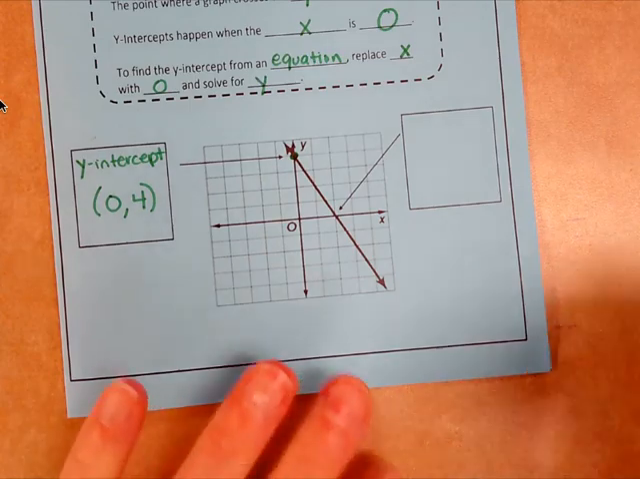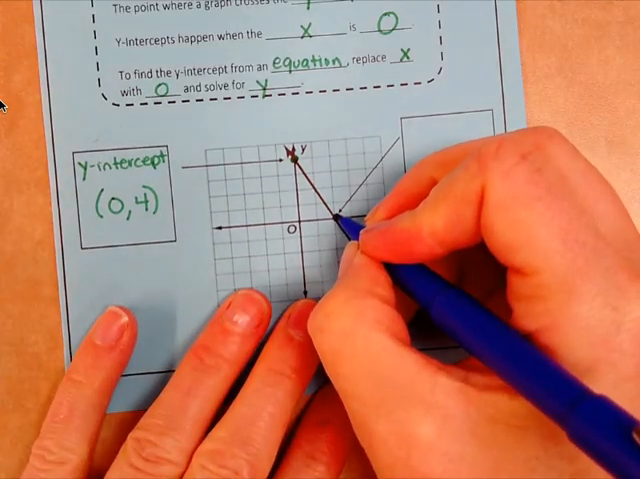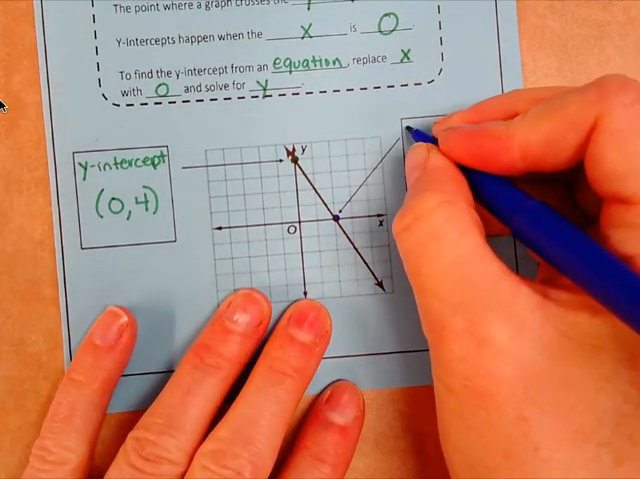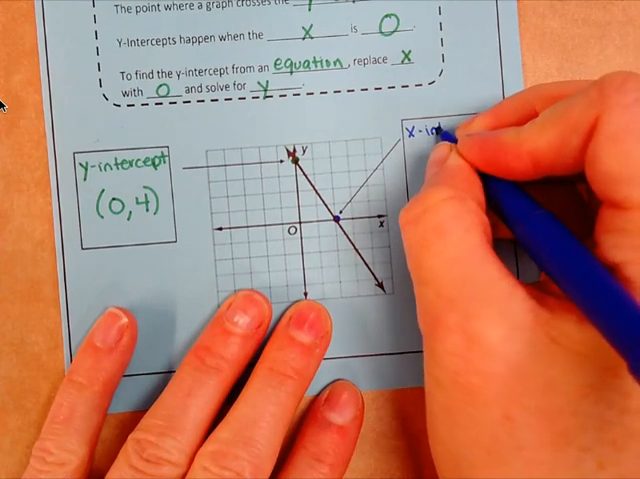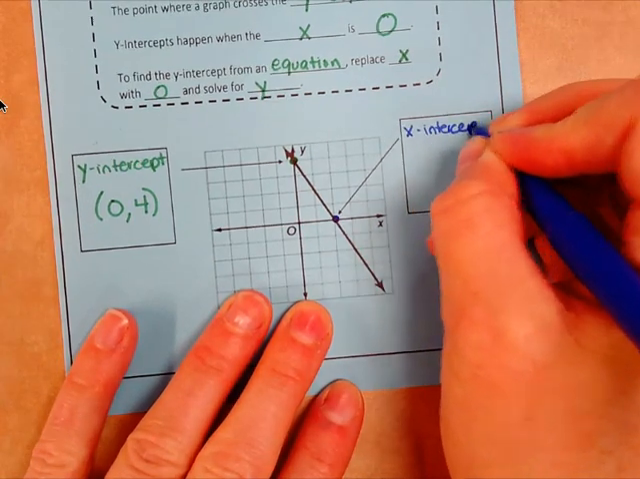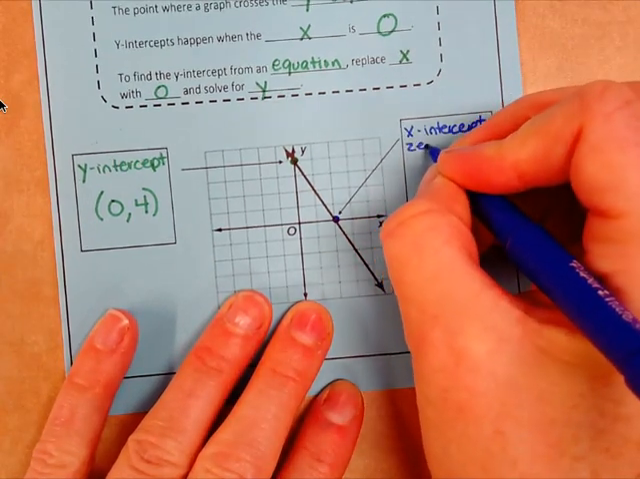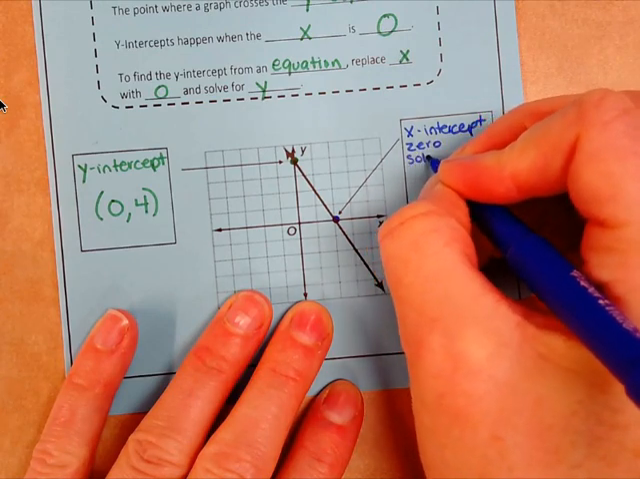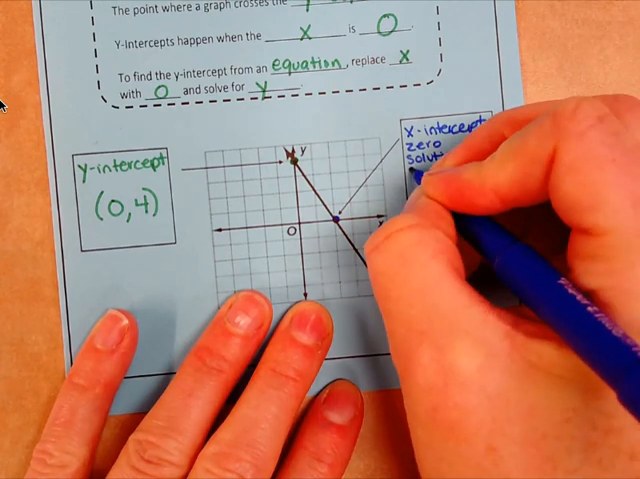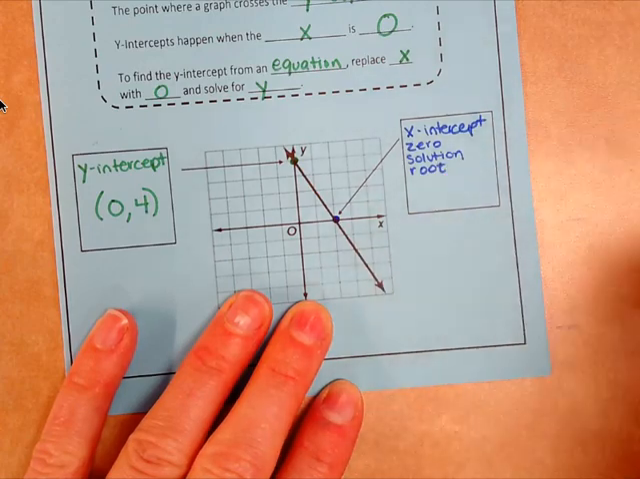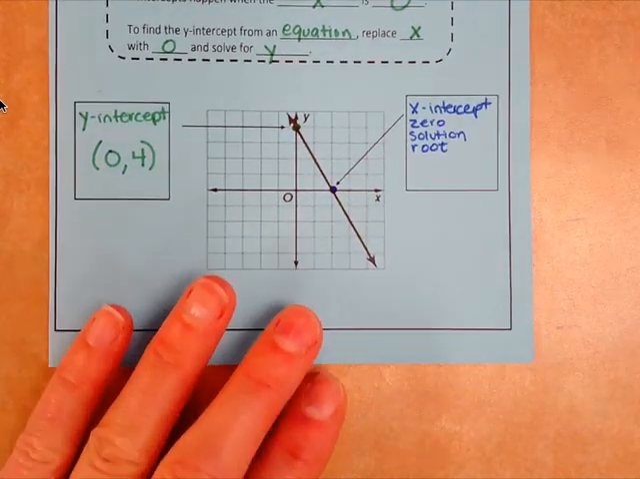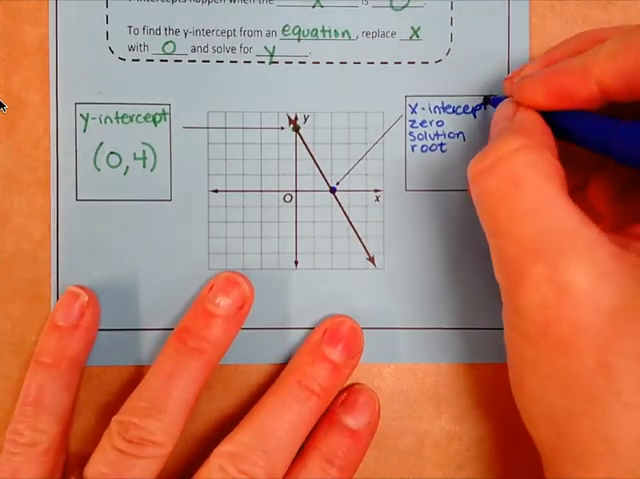The other arrow is pointing to the x-axis, where it crosses the x-axis. So that is our x-intercept. It's also called a 0, a solution, and a root. So write all of those names there, because you could be asked in any one of those ways.